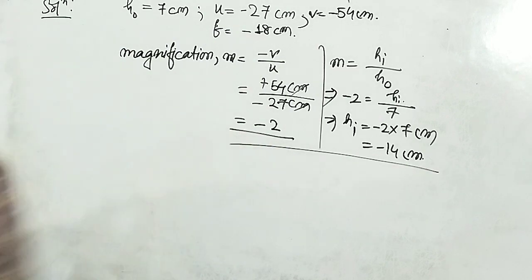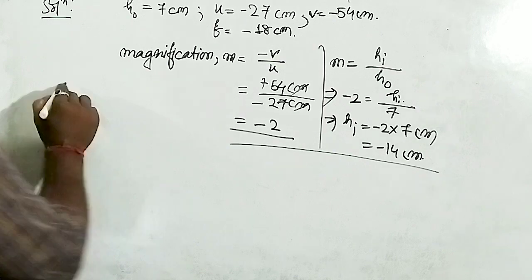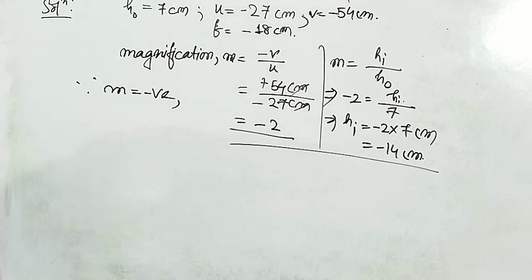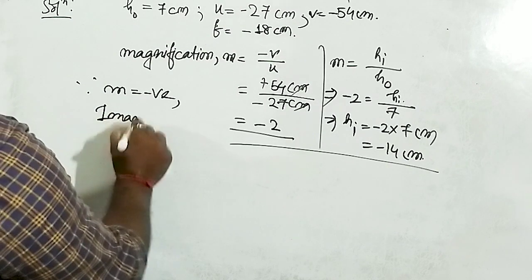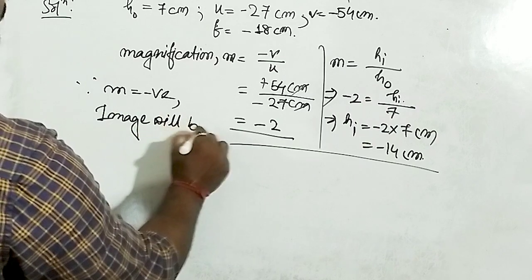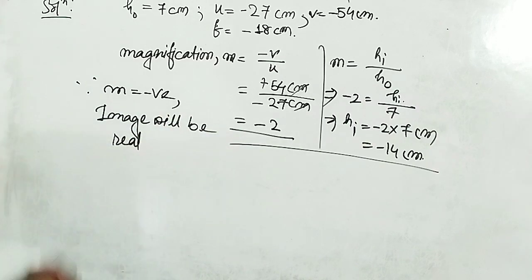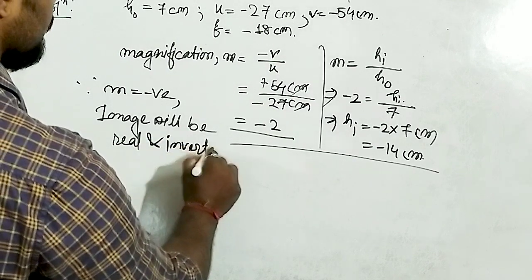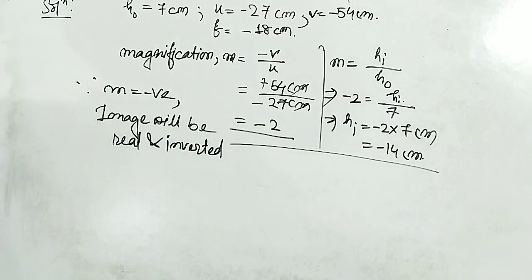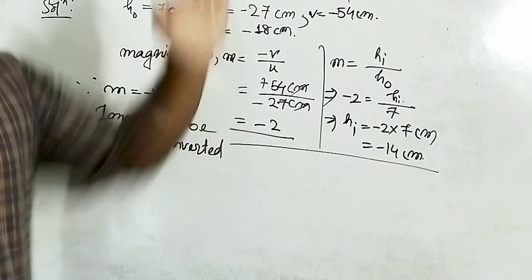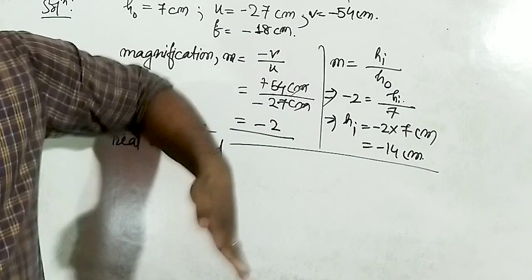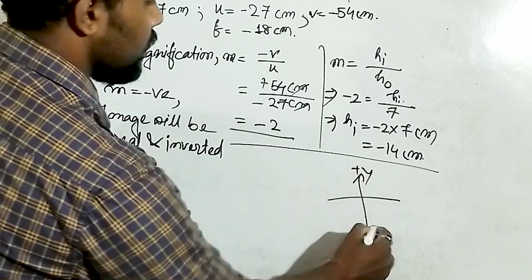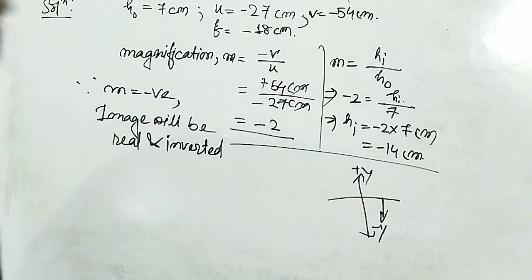Now we have got minus in magnification. Since m is negative, the image will be real. And if it is real, it is going to be what? Inverted. Because we have got a negative sign in the image height. If it is a negative sign, that means it will be in the downside or the negative y direction, right? If it is the coordinate axis, it is a positive y, it is a negative y. So image will be like that. Right? Minus 14 centimeter.